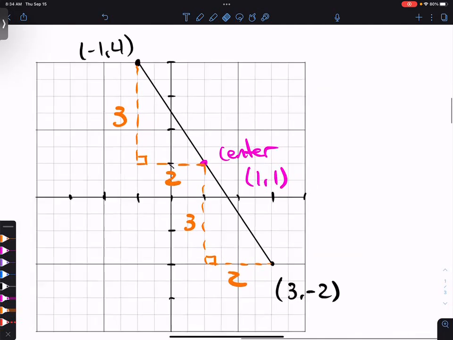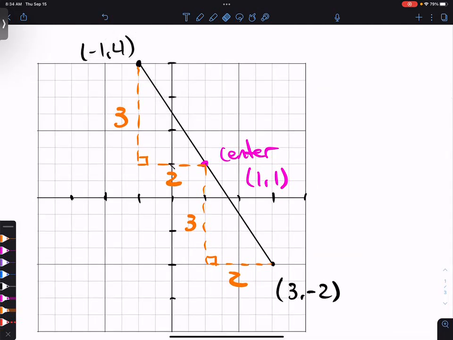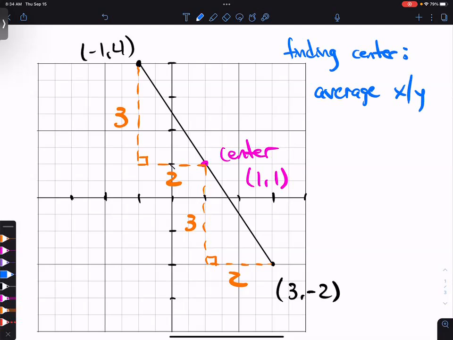Another way of thinking about how we're doing all that is we're just averaging, right? We're just taking the average x coordinate, because what we did is add them and divide by 2. Well, that's an average. That's how you average 2 things. So finding the center, we just want to average the x and the y separately, right? You find the x coordinate of the center by averaging the x values. You find the y coordinate of the center by averaging the y values.